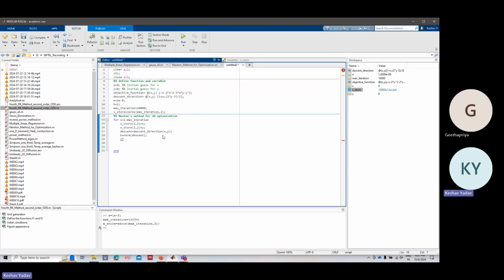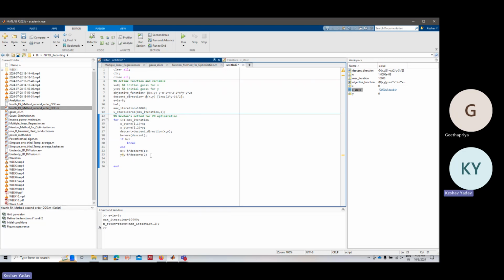Now I'm doing if b is less than E. Means b is smaller than E, then I will break. Otherwise, what I will do? I will define x equal to x minus h multiplied by descent first element, right? And y will be equal to y minus h multiplied by second value. Okay.